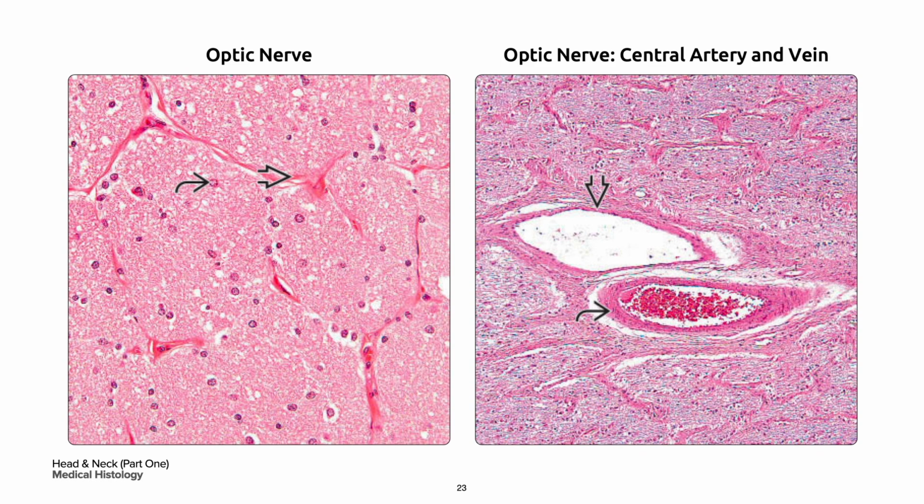These structures can be identified in the middle of the optic nerve in its most anterior aspect, extending to the head of the nerve, entering and exiting the nerve 1 to 1.5 centimeters posterior to the globe.